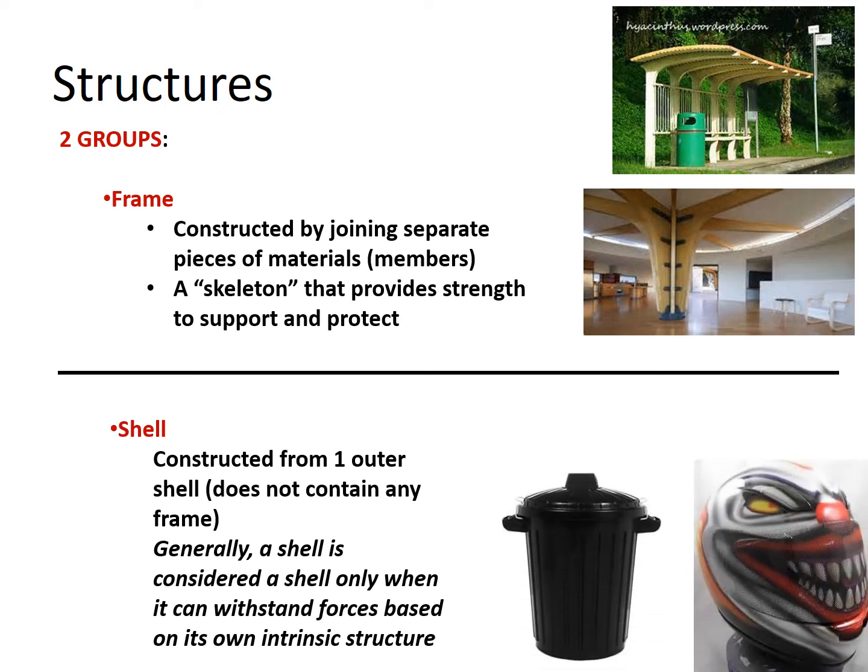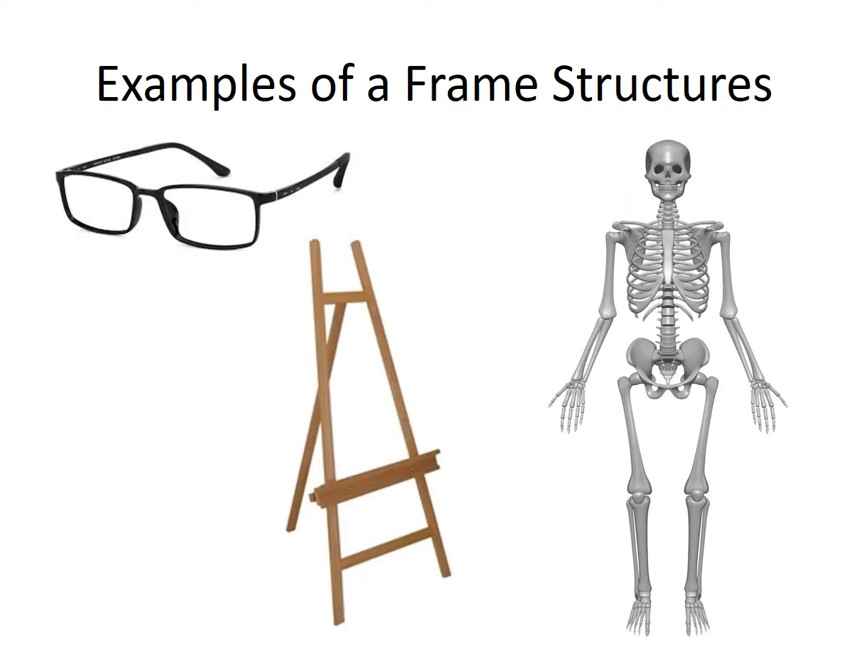These are some examples of a shell structure and a frame structure. This is some example of a frame structure. Why are they considered a frame structure? It's quite straightforward. If you look at a spectacle, these are what form the frames. They are all individual members, but they are all joined together to provide strength and support for the person to wear as well as for the lenses. And that's why a spectacle frame is considered a frame structure.